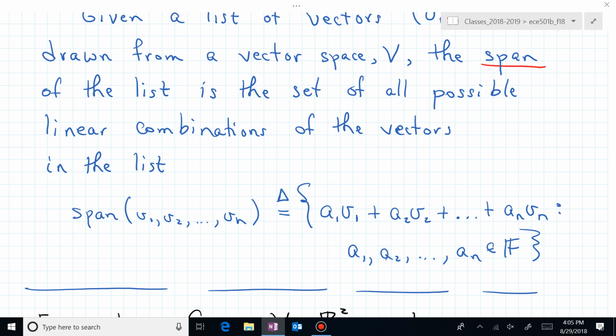So when we say span of a list, and that list could be 1 vector strong, or it could be 3 vectors long, or n vectors long, then we're saying any linear combination, where can you get to in the vector space by linearly combining that list of n vectors? That's what we mean by span.